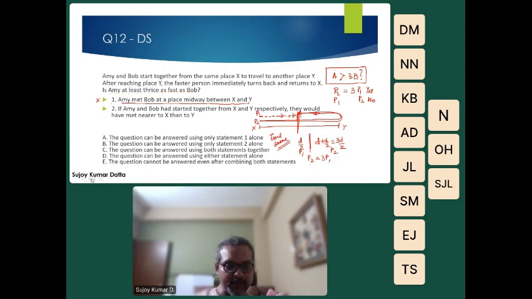If the question was, is ME not at least but more than thrice as fast? Specifically asking more than thrice. Not asking at least thrice, but specifically asking more than thrice. Then statement A would become sufficient, because if P2 was A and P1 was B, then P would actually be exactly thrice. So P2 will no longer be more than thrice.